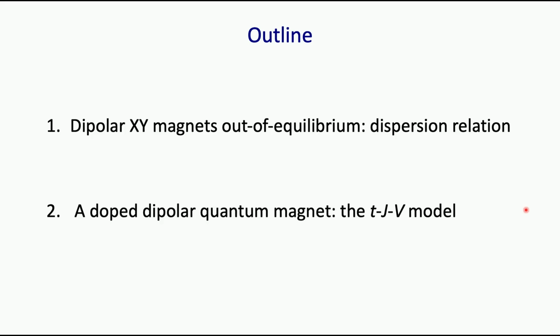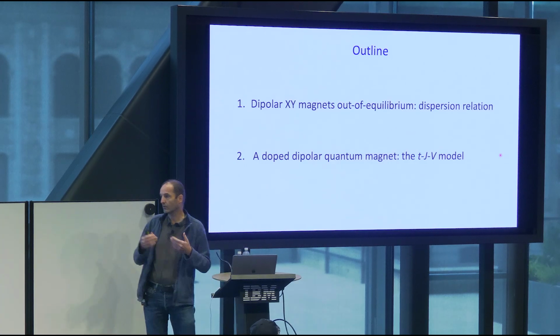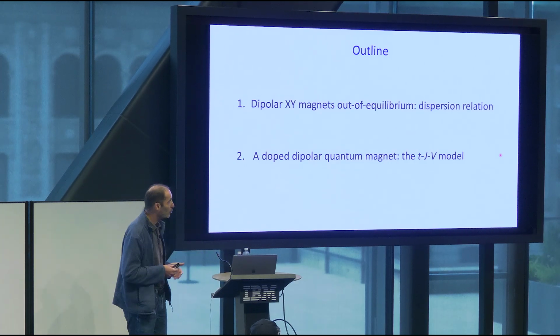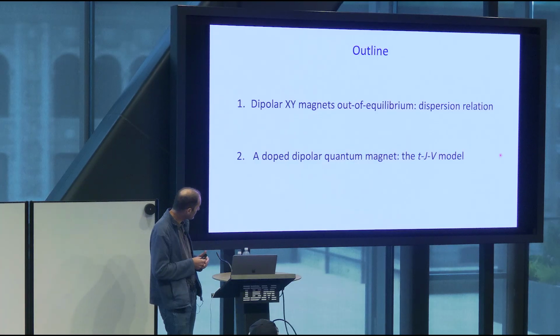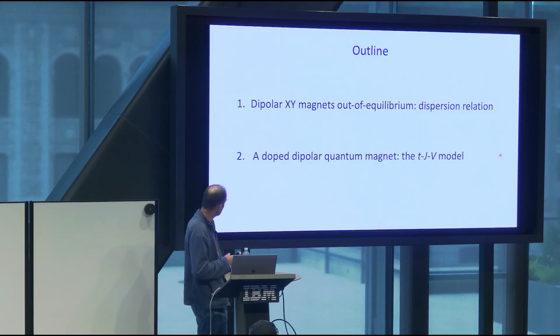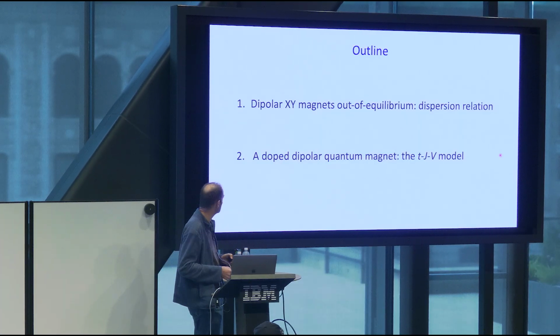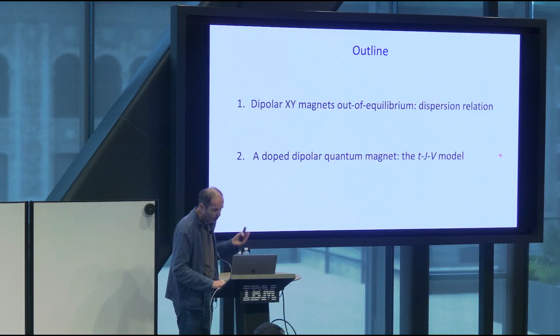So with this platform, we're going to look at two problems. The first one is what happens when you place a dipolar magnet out of equilibrium, and as you will see, it leads to interesting modification of the dispersion relation due to the dipolar tail of the interactions, which is not something which has been known for centuries. This was predicted about 10 years ago and never observed so far.